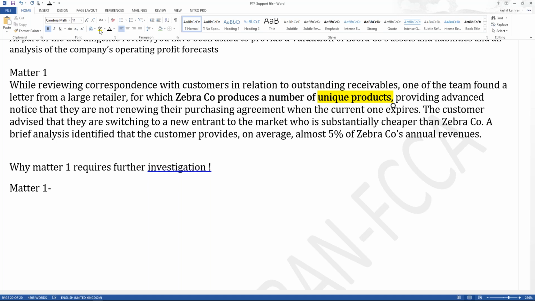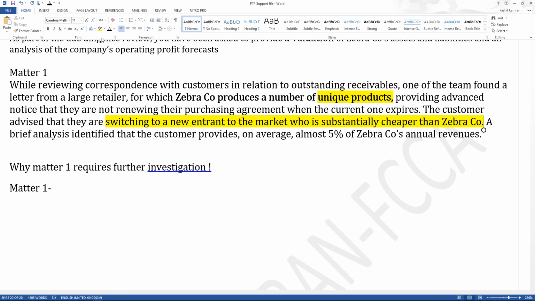So will this customer be working with you in future? No, this customer will not be working with you in the future, right? Is that clear? And you were making unique products for him. The customer advises that they're switching to a new entrant in the market who is substantially cheaper than Zebra. So what is the reason why this customer doesn't want to continue with you from next year? Because he's switching to an alternative which is cheaper than Zebra, right?